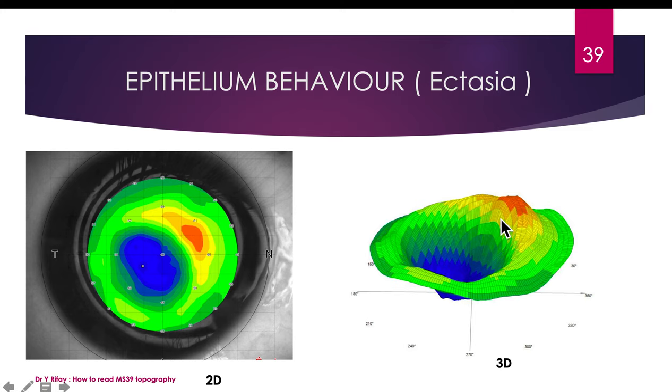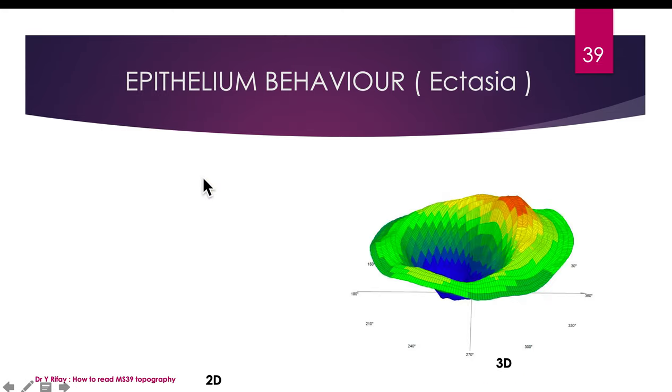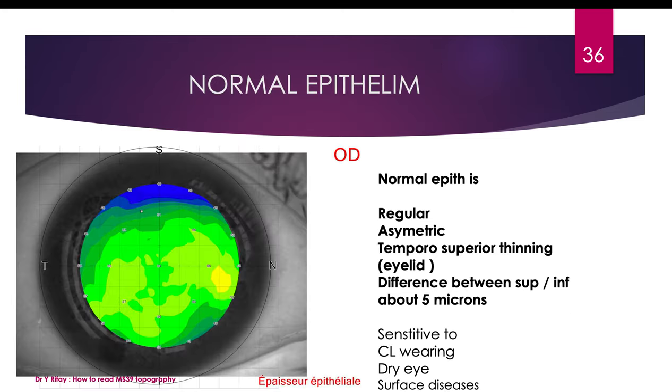Epithelium is not regular. Epithelium is not a neutral layer. Epithelium is a layer with a refraction, with aberrations. That's why we have to take it into consideration in the treatment of keratoconus. So this epithelial mapping, in this case, is like this case here.